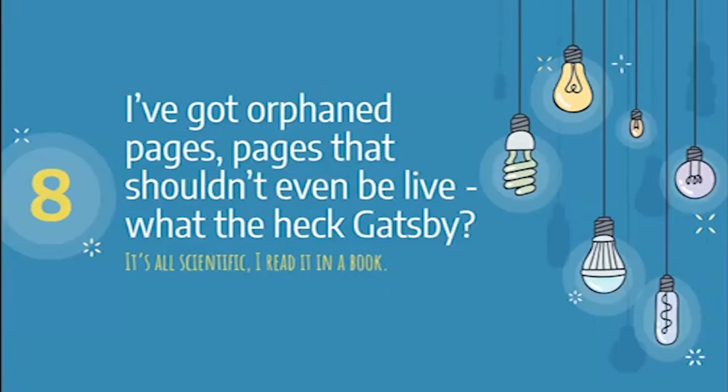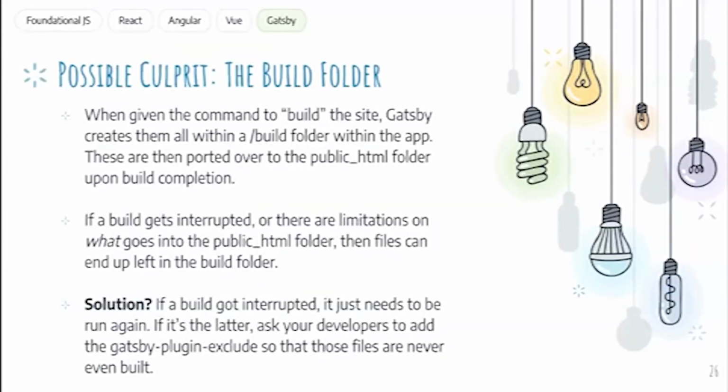So another Gatsby thing: I've got orphaned pages that shouldn't be live, what's happening? There's a few different things. First off, Gatsby. If you remember, static site generators actually go through and render the site as if someone were going through it, making all those requests. While it's going through the build process, it creates a build folder. There is a build folder for every time it's done. So what you actually see is a build folder, and then all these subfolders with 20-character strings, which note which build it was.